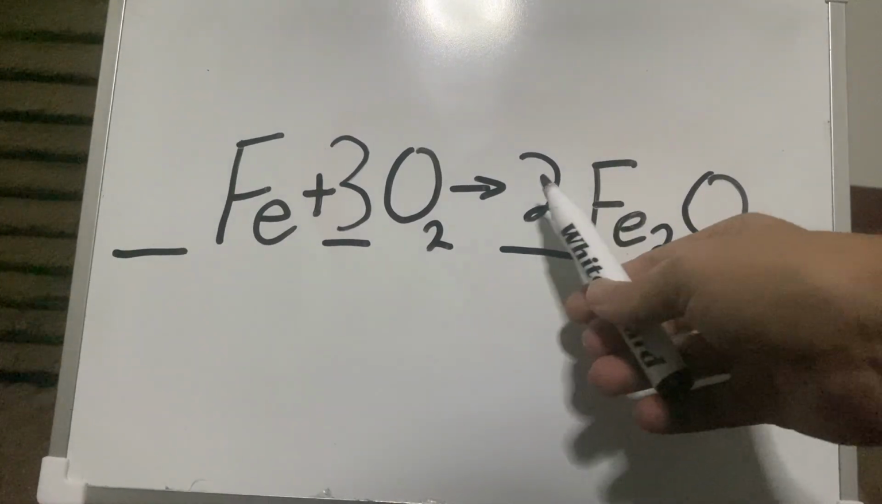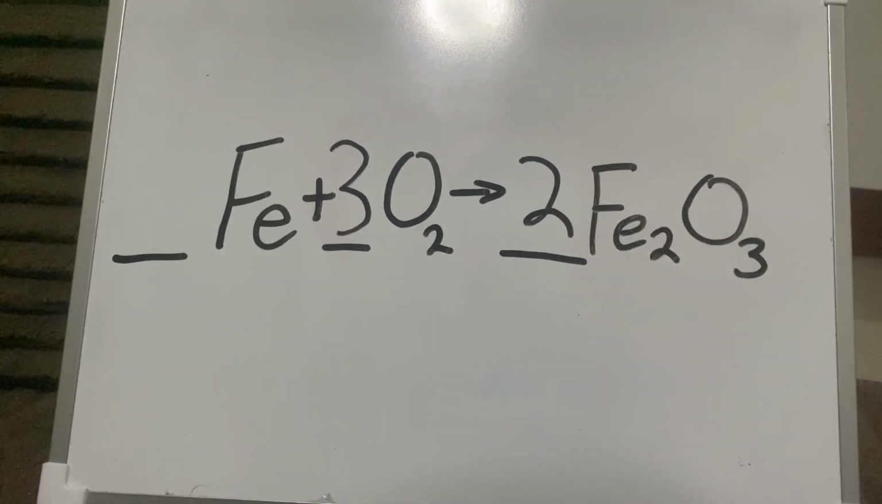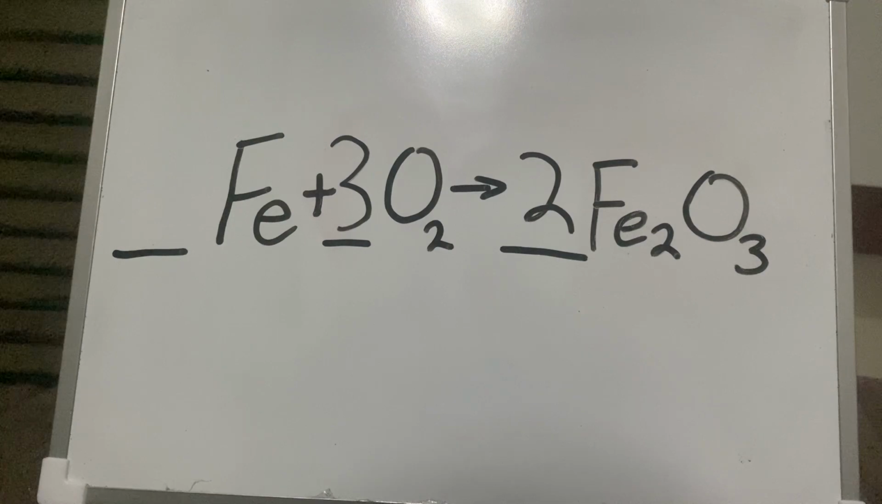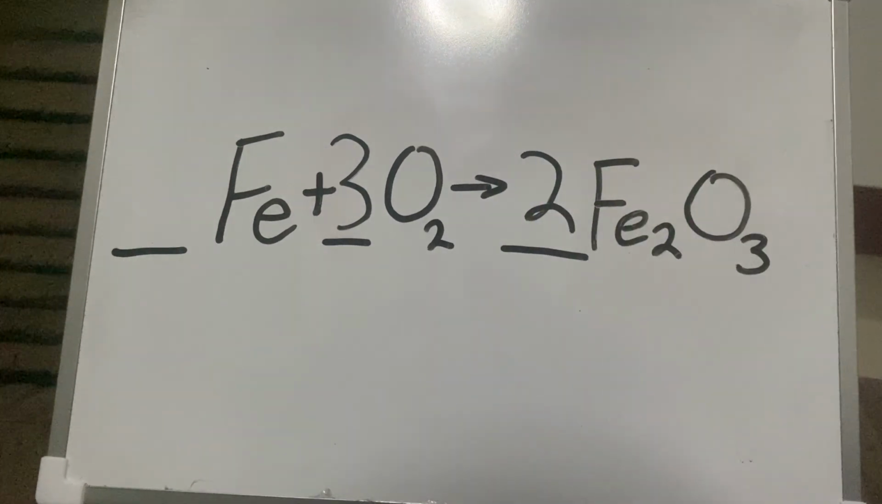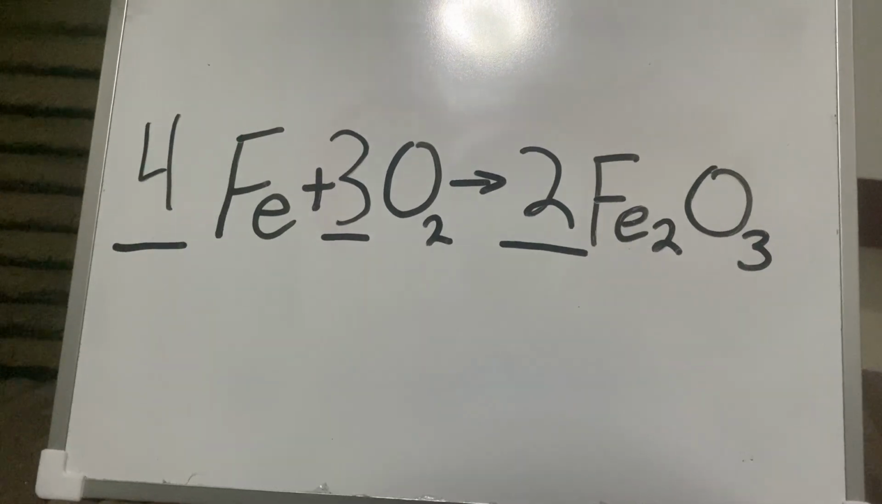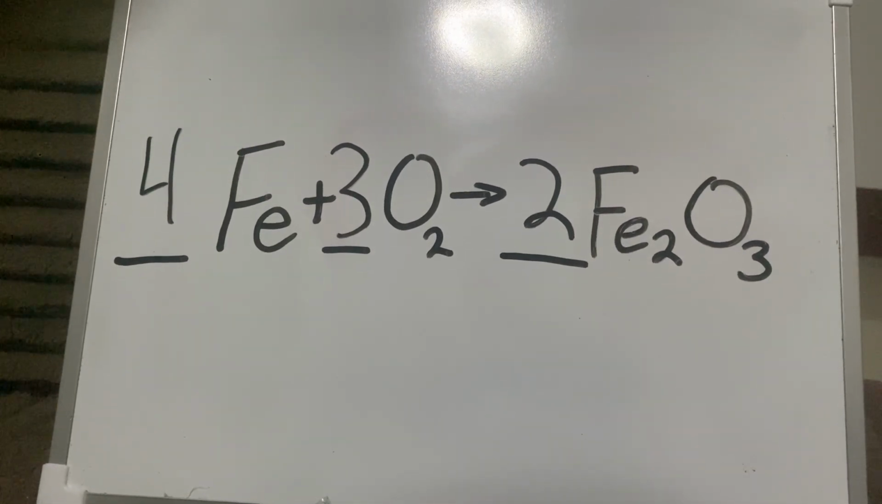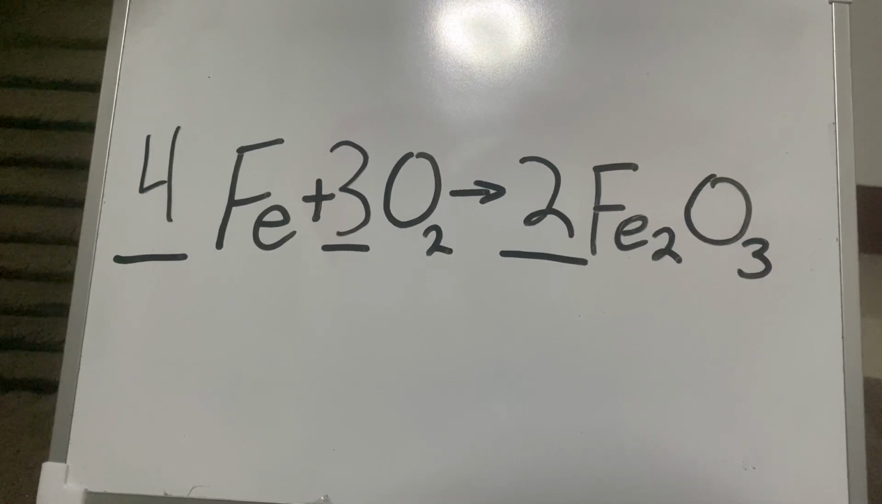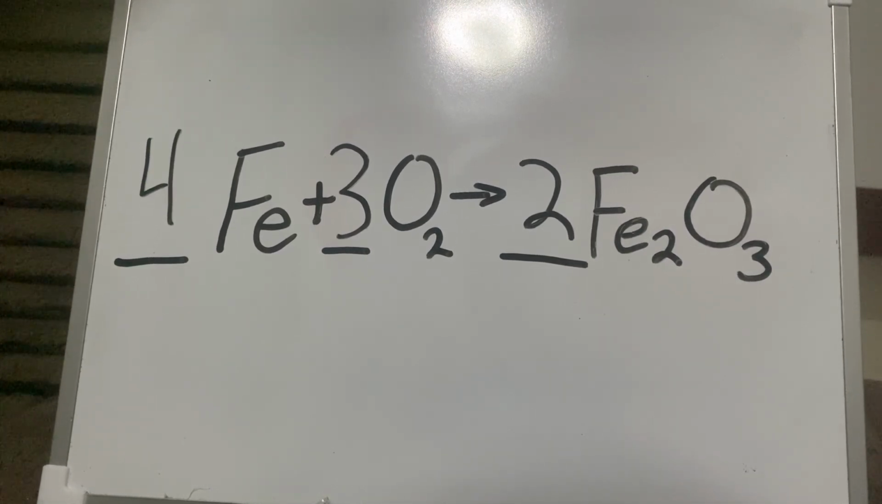Now, iron, 2 times 2 for a total number of 4 atoms in total on this right side. So I need to put 4 iron on the left. Now, my reactants and products both have the same total amount of atoms from the start to the end, even if their composition is different.